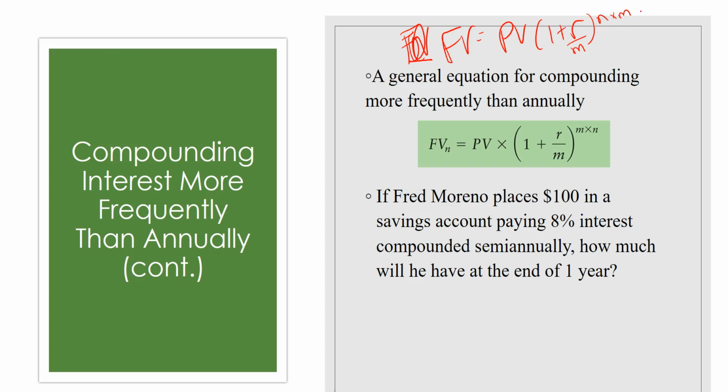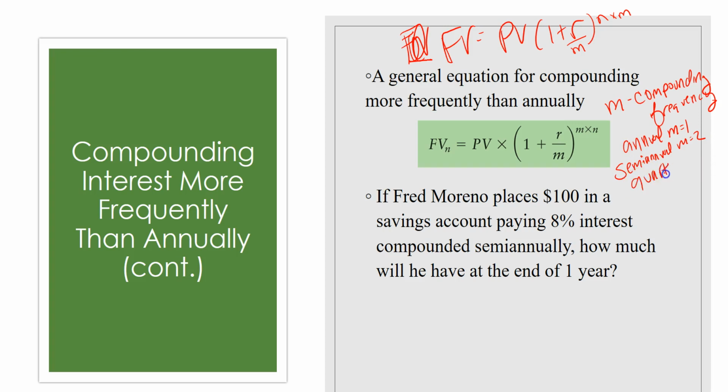So what is this m? M is the compounding frequency. And thus far in our discussions, we have talked about annually. And if we're talking about annual, the m is 1 because there is one annual period per year. So if we said semi-annually, then our m would be 2 because there are 2 semi-annual periods in 1 year.